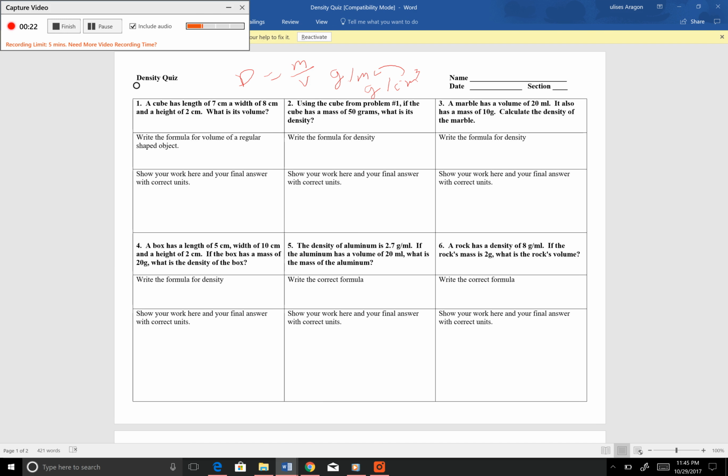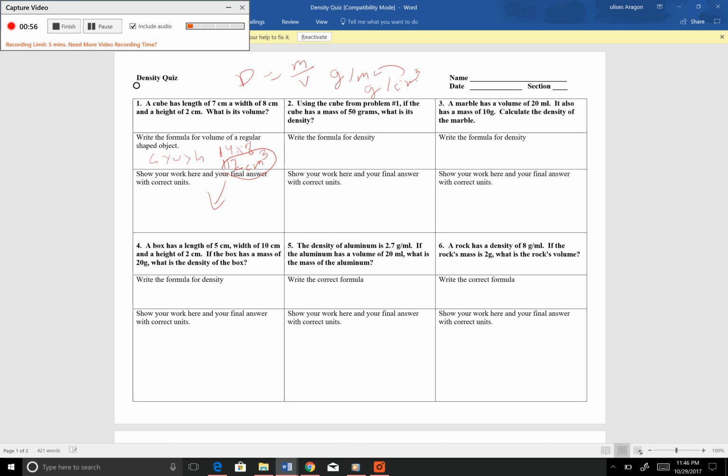Question number 1: a cube has a length of 7, a width of 8, and a height of 2. What is its volume? Remember, the formula for volume of a regular shape is length times width times height. So I'm doing 2 times 7, which is 14, times 8, which is 112. So my volume is 112 centimeters cubed.